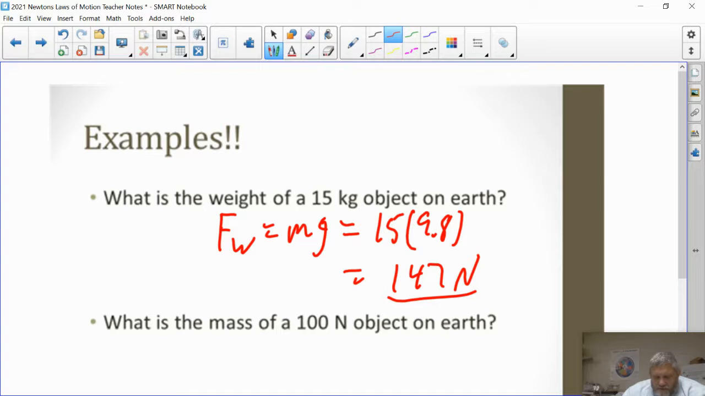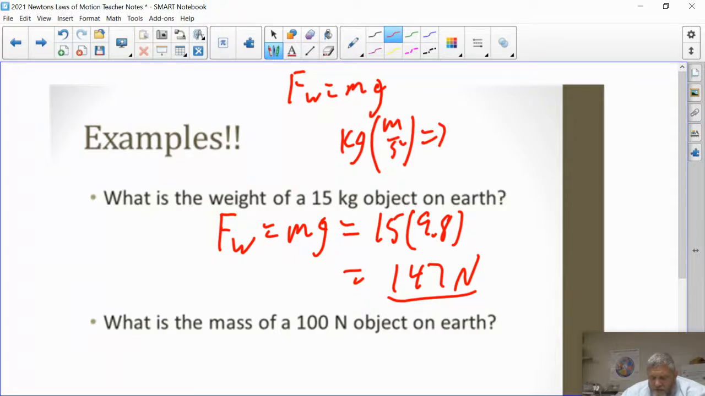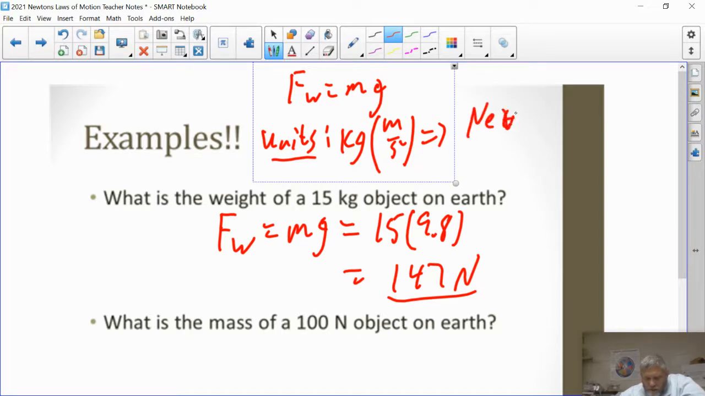Let's talk quickly about the units of force. You might want to write this off to the side in your notes somewhere. We said the force of weight is mass times gravity. The unit for mass, we said, is kilograms. The unit for acceleration is meters per second squared. So that shows me that the units for force are kilogram meters per second squared, right? Or we give it a new name. We call that a newton. Okay, so newtons, and we usually just write it as an N. All right, and of course, the newton is named after Sir Isaac Newton.